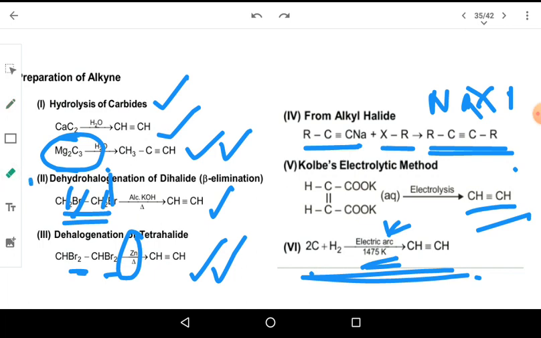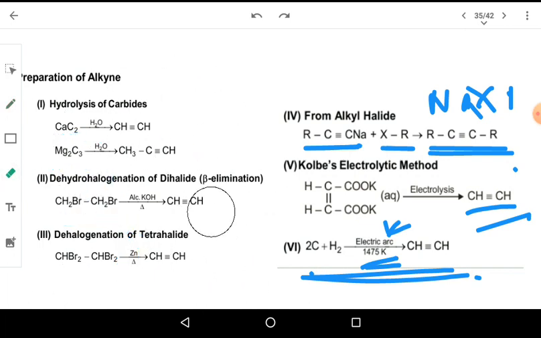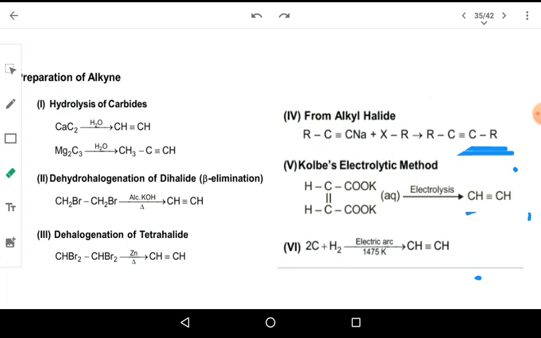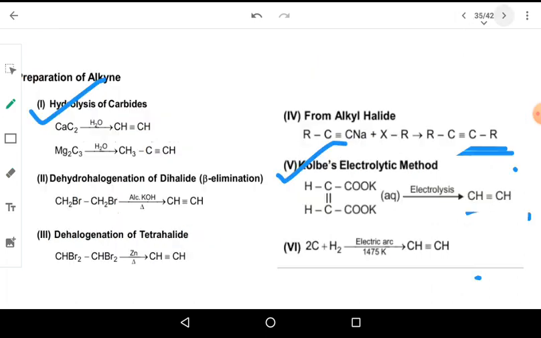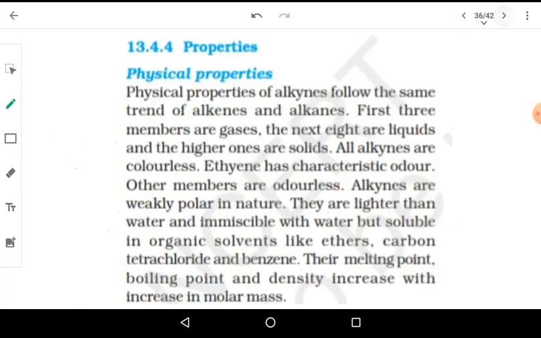The most important ones are the first one, and also the Kolb's electrolysis. These two are the most important ones. And since NCERT also mentions vicinal dihalide, this is also an important and an easy method. Now let us move on to the physical properties.